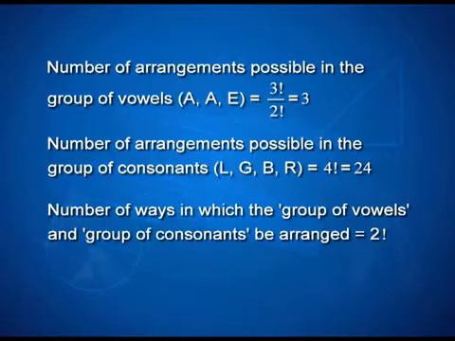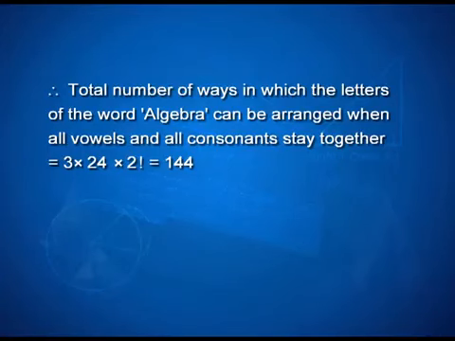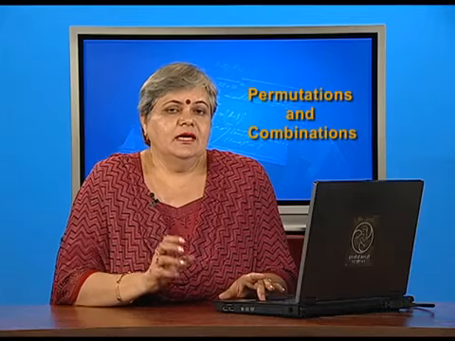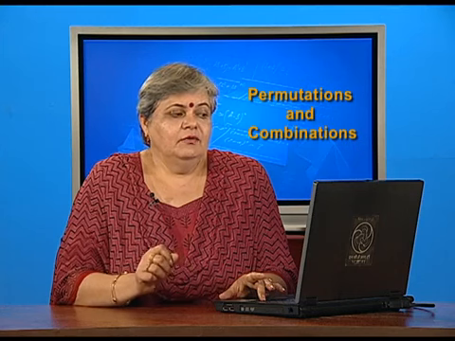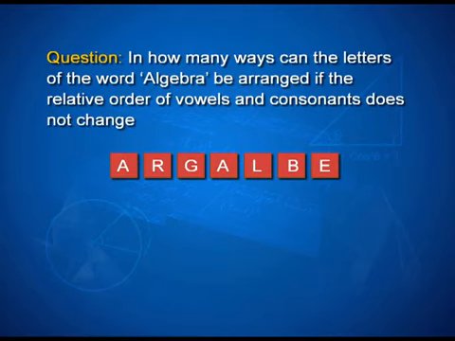So, by the fundamental principle of counting, the number of ways in which the letters of the word algebra can be arranged when all vowels and all consonants stay together comes out to be 3 times 24 times 2 factorial, leading to an answer of 144. Now, the second part says that we want the relative order of vowels and consonants to not change. Now, when we say relative order, what does it mean?